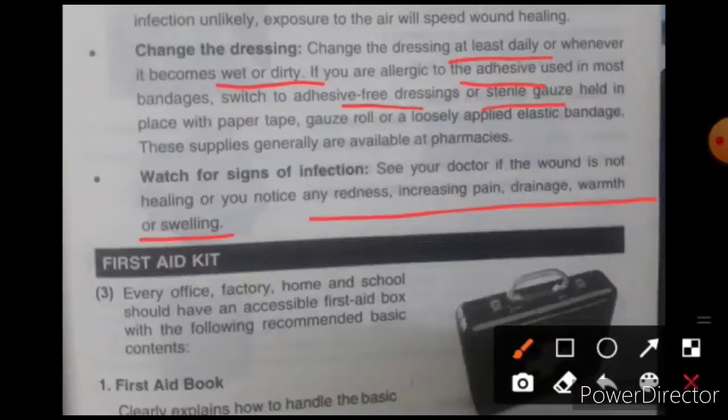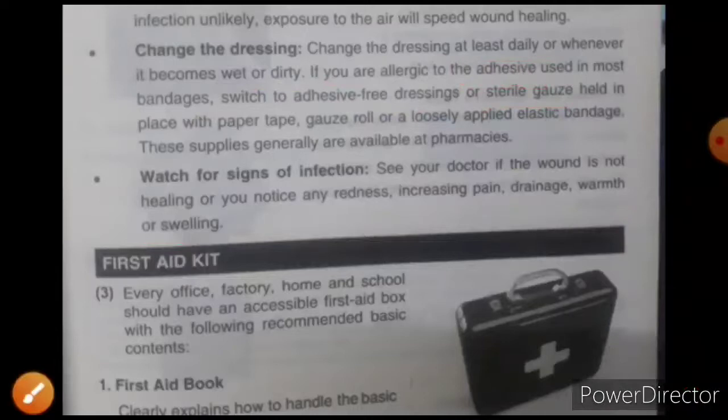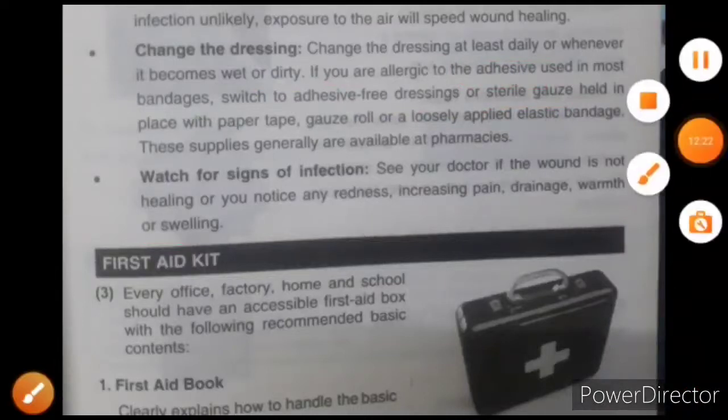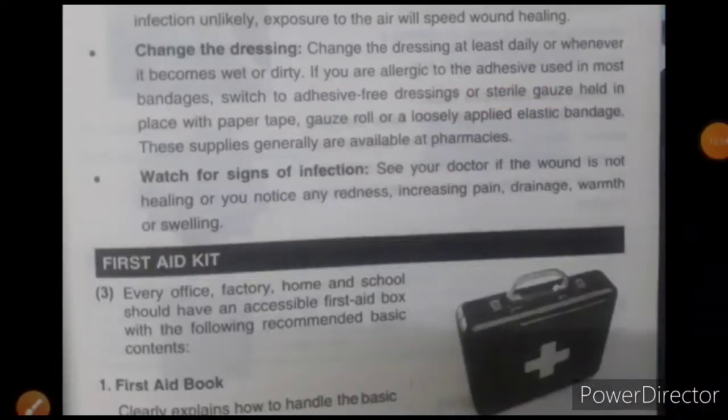अगर आपको wound के अंदर कोई swelling, redness नज़र आ रही है, pain हो रहा है, तो it means कि आपने proper उसका cure नहीं किया, and then you should seek a doctor. Now the next point that we have is what do we have in our first aid kit. Now let's see what we have in a first aid kit.